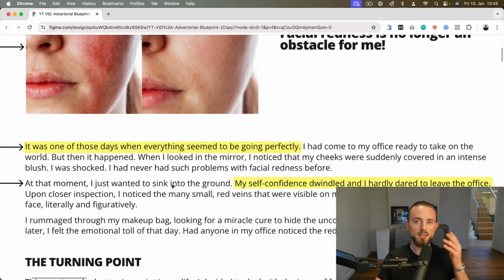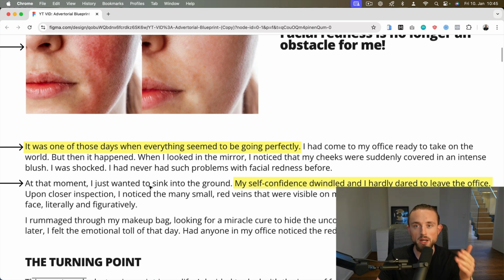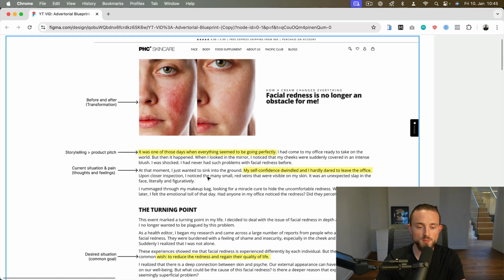Right, so basically the opening paragraph is this point of view story from the writer that we introduce here, where she has a big problem in the office and we write it as a really relatable story. So that's the first paragraph.